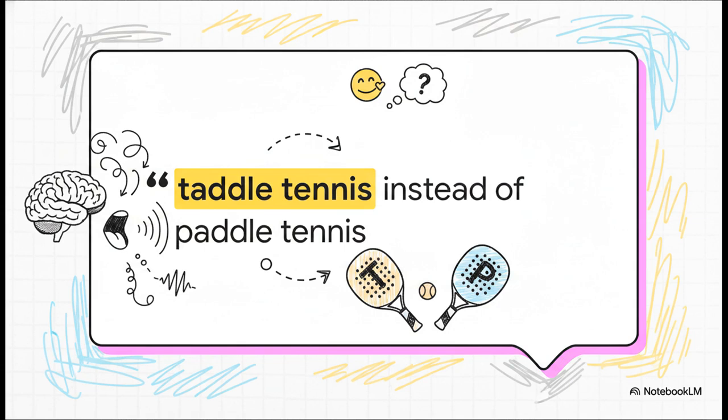This is a phonological speech error where a sound from a later word appears earlier than intended in the sentence. A classic example is someone accidentally saying "tattle tennis" instead of "paddle tennis." The T sound from tennis literally jumped the queue on the factory floor and replaced the P in paddle.